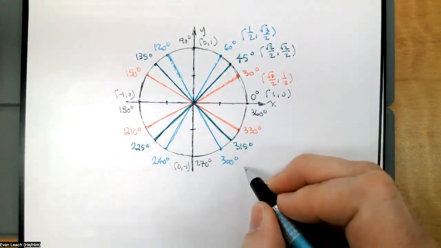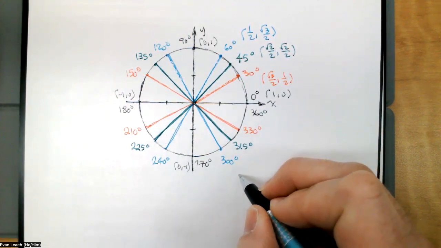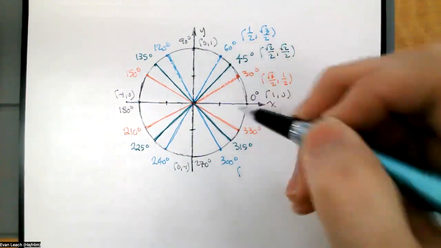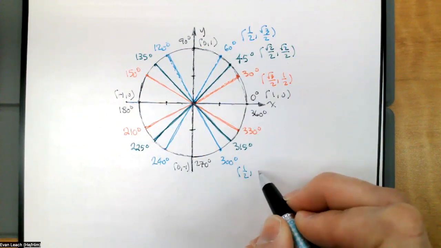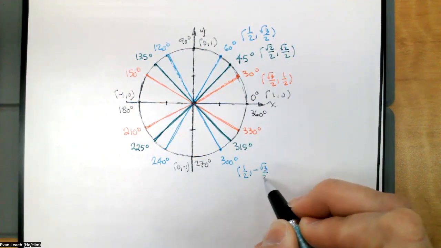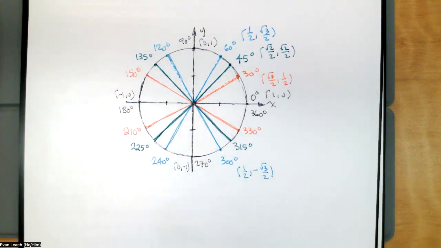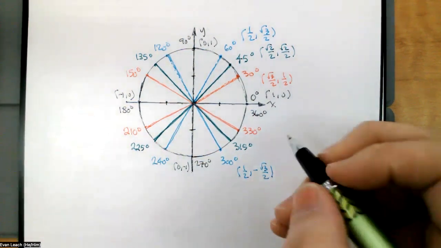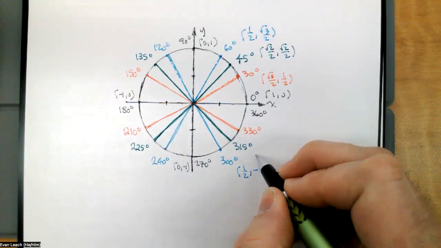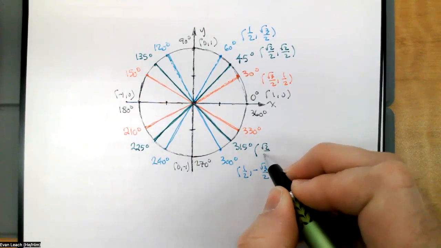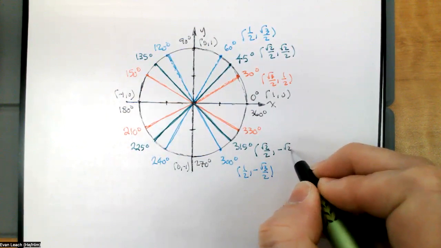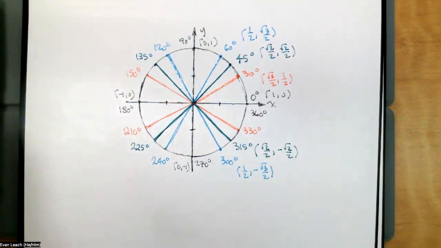So let's go through the fourth quadrant. At 300, our x coordinate was positive 1/2, but our y coordinate is negative. Notice that the signs have changed because the quadrants changed, but the values haven't changed. The 300 has a 60-degree reference angle. What are the coordinates for our 315? √2/2 and -√2/2. And what are our coordinates for 330?